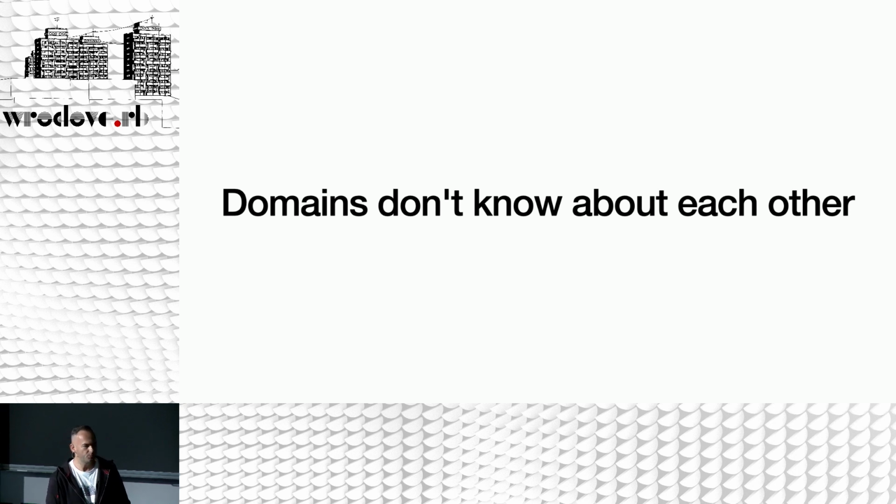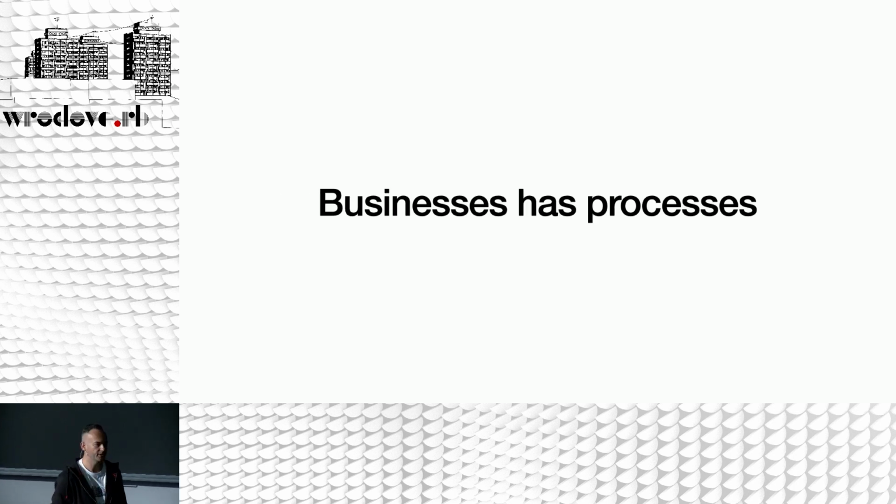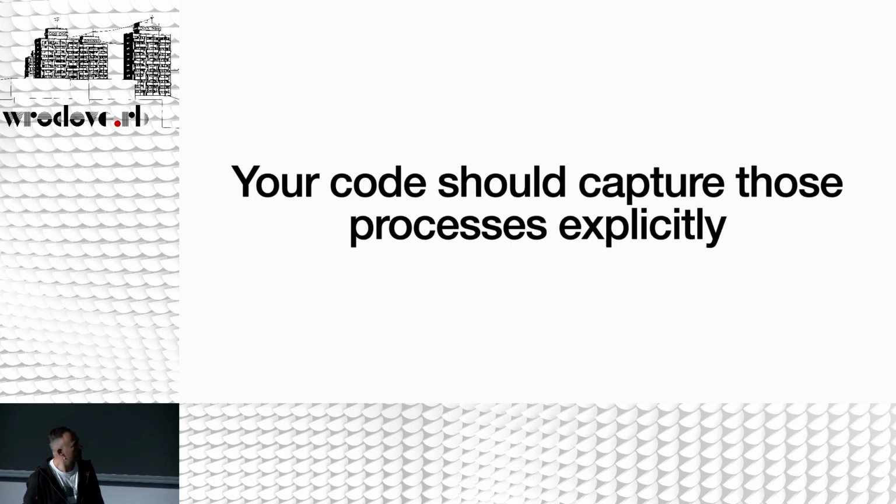So what is the solution to the problem that the domains don't know about each other, but somehow they need to collaborate in order to do anything? And what is the anything that we need to do? The anything is that businesses have processes. Usually, you would like to capture those processes when the business explained to us how things work. We would like to have this in the code so that whenever they change the rules, we know where to change it.